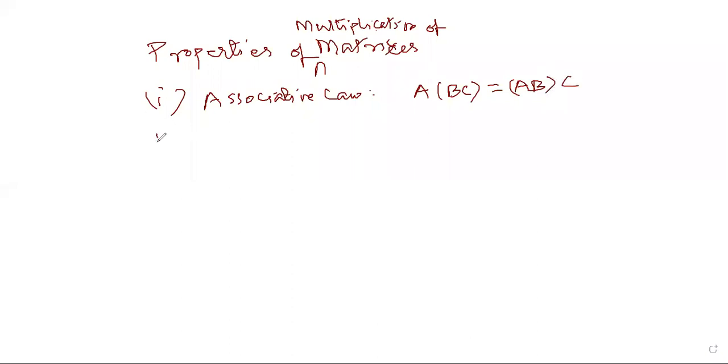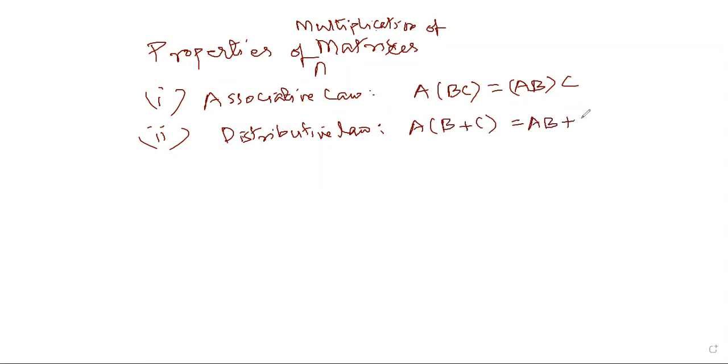Then distributive law, distribution of multiplication over addition. So A into B plus C will be equal to AB plus AC. Second law is also followed. It is true for multiplication of matrices.